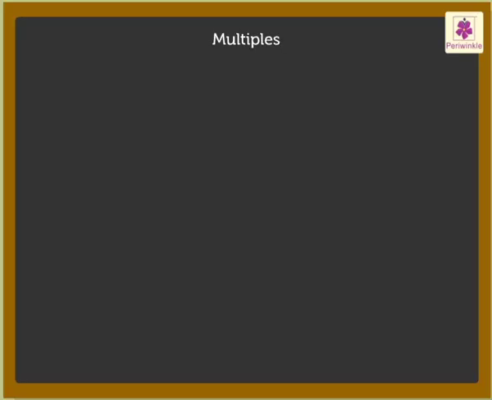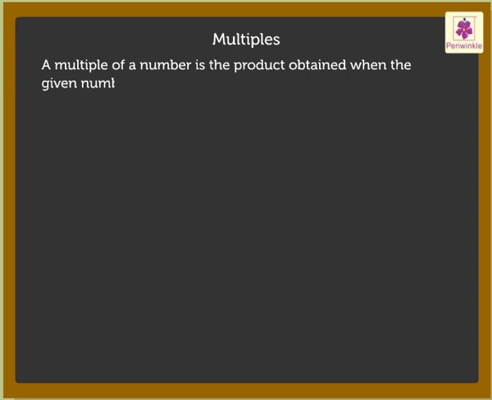Multiples. A multiple of a number is the product obtained when the number is multiplied by the same or any other number.